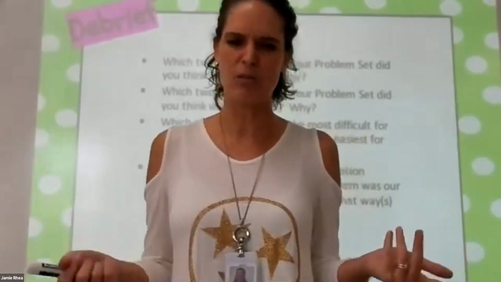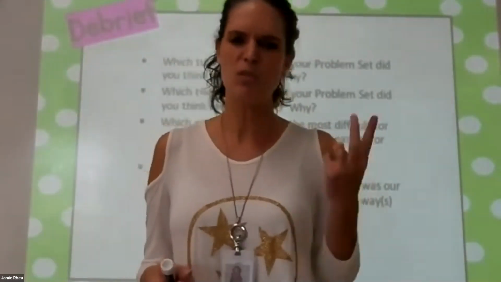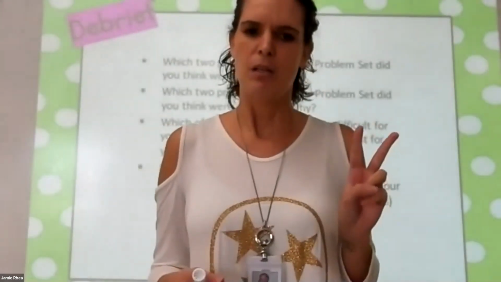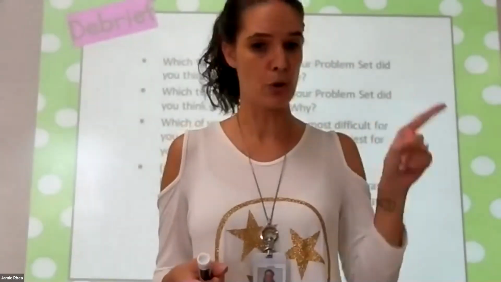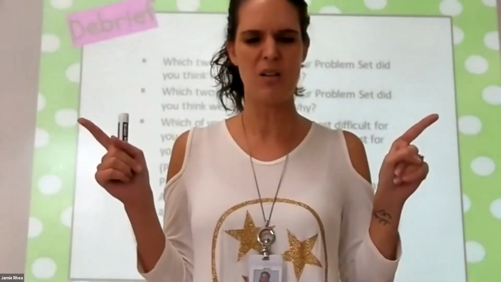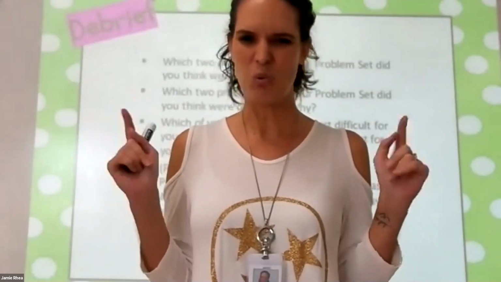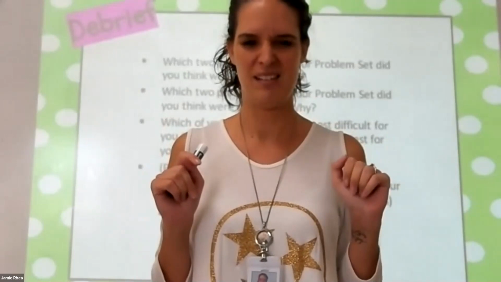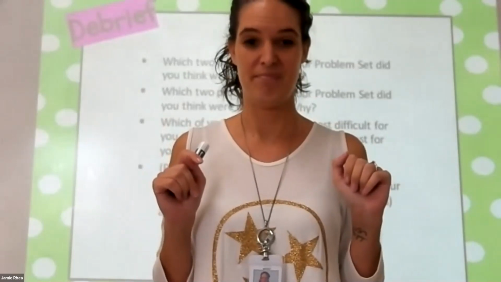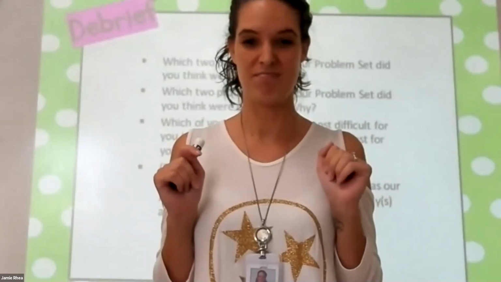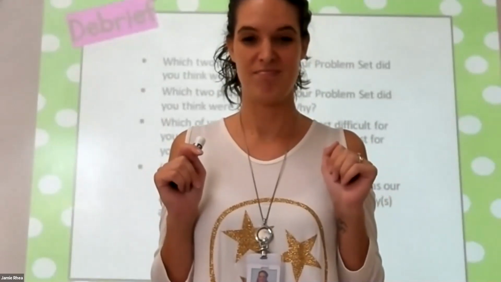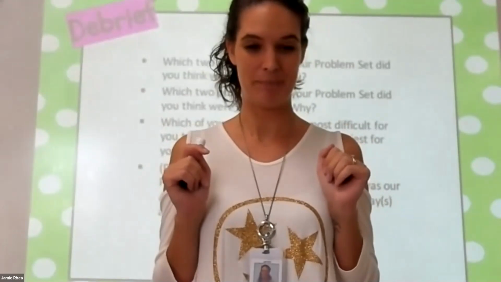So, but let me ask you, on your problem set, you had 2 different kinds of problems. You had one where you had to solve for your total, and you had one where you had to solve for the mystery number and the part. Which one was easier for you? Which one was harder? Why do you think that?